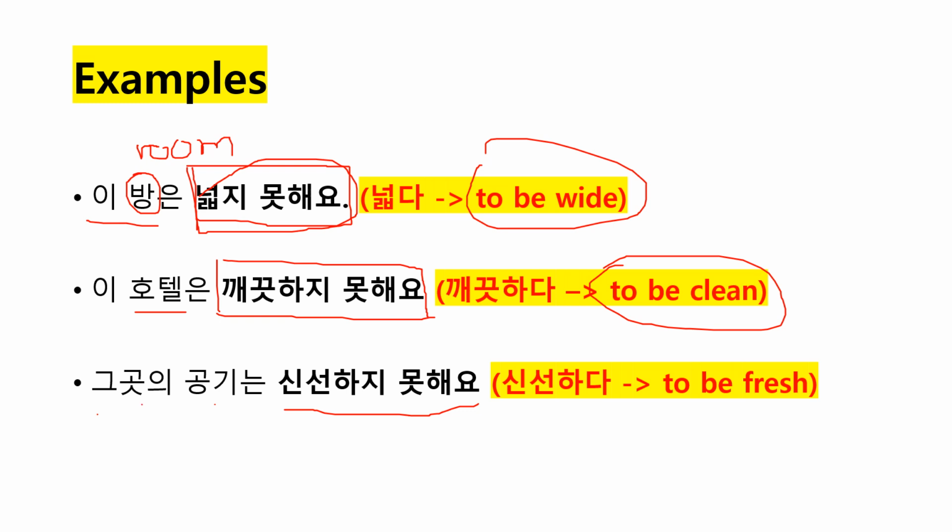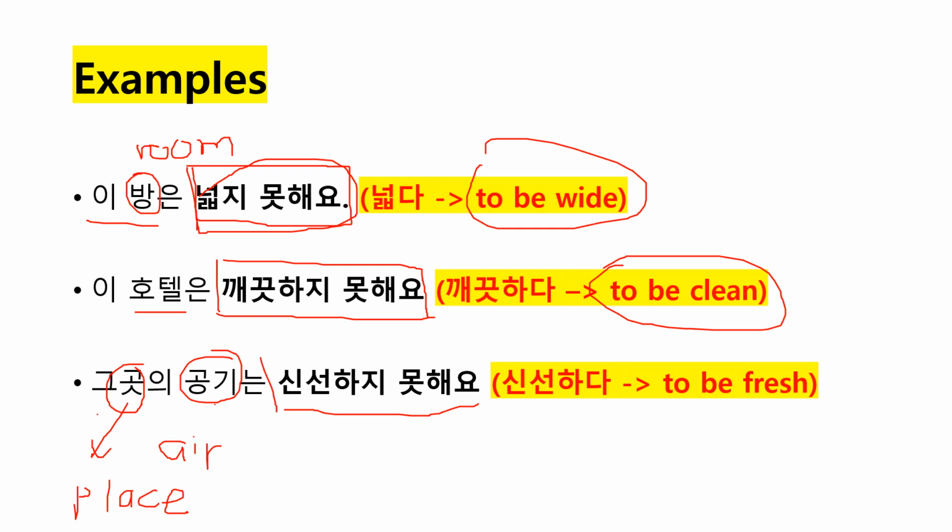그곳의 공기는 신선하지 못해요. So 공기 is air. 공기 is air. Okay, air. And 곳 means as a place. Okay, this is just a place, the word place. Okay, place. So the air in that place or of that place is not fresh enough or is not as fresh as you expected it to be.